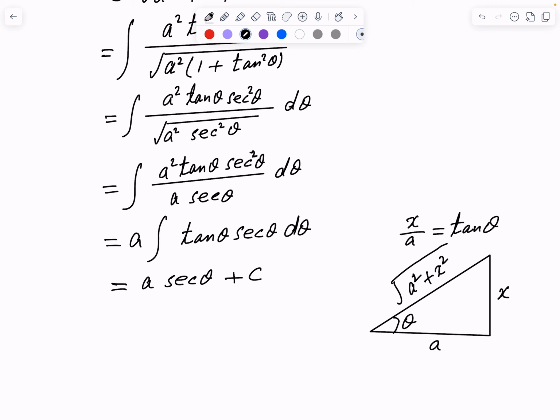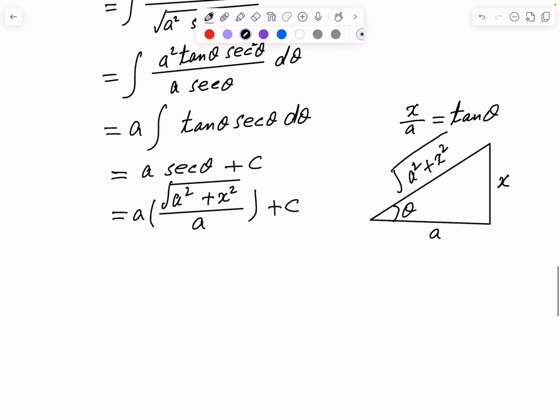Secant is hypotenuse divided by adjacent, which is a. The hypotenuse is the square root of a squared plus x squared, divided by a, plus c, and a will cancel a. Therefore, we're left with I being equal to the square root of a squared plus x squared plus c.